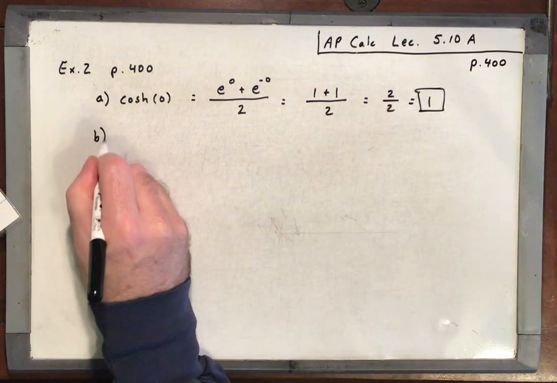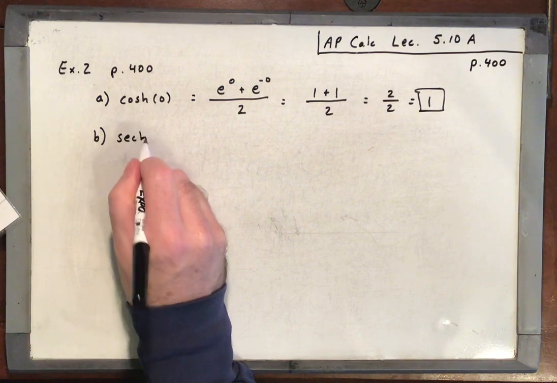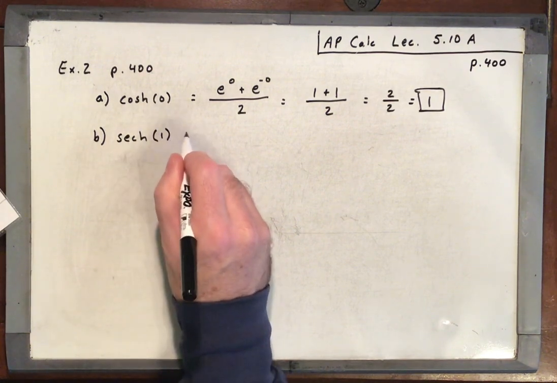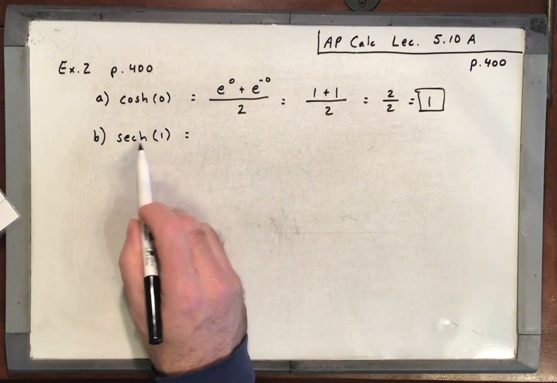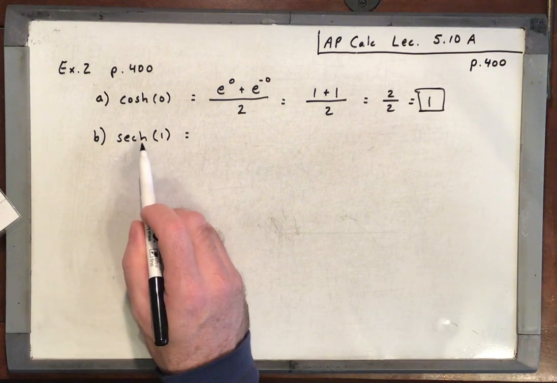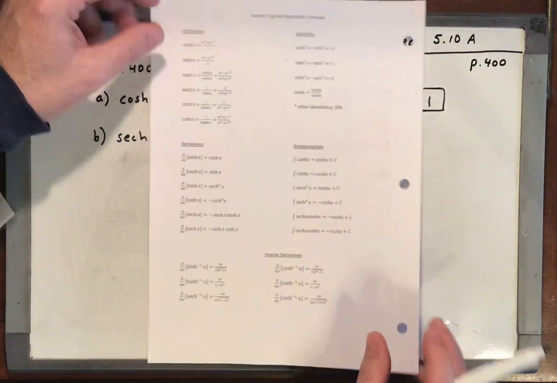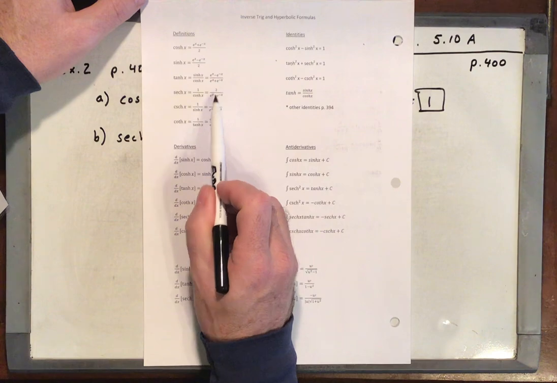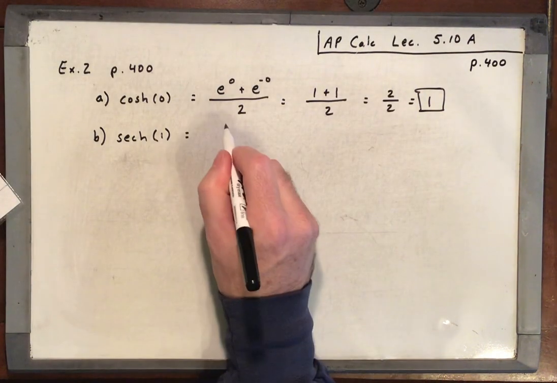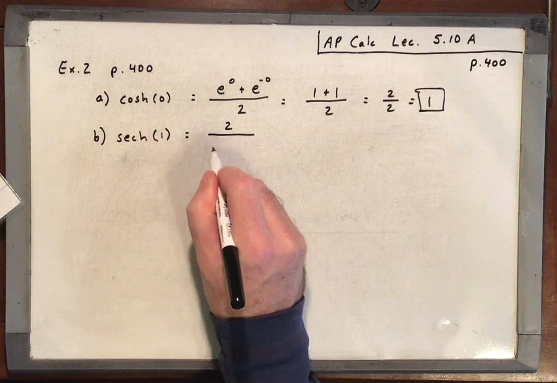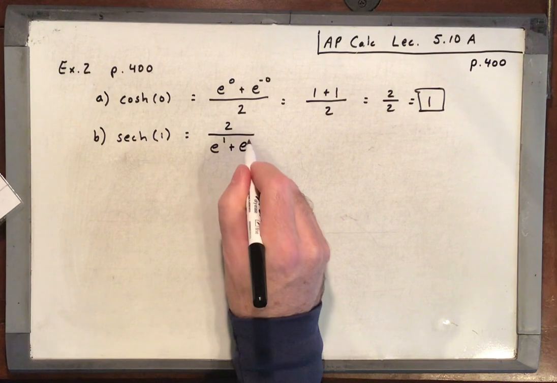All right, let's look at 2b. So that's evaluate hyperbolic secant of 1. Now, if you use your TI-89s and go to the math button, you can probably scroll down and find hyperbolic secant. All right, but we're going to just plug it into the definition. So hyperbolic secant is 2 over e to the x plus e to the minus x. So we've got 2 over e to the 1, because we're plugging in 1, plus e to the minus 1.